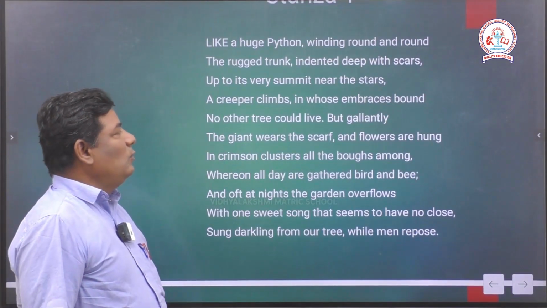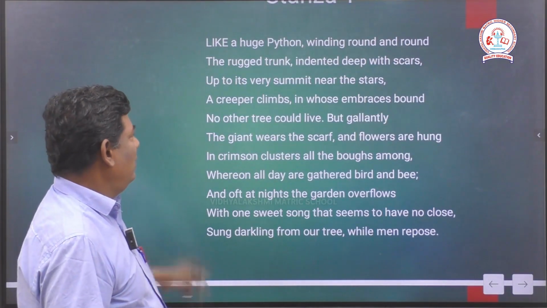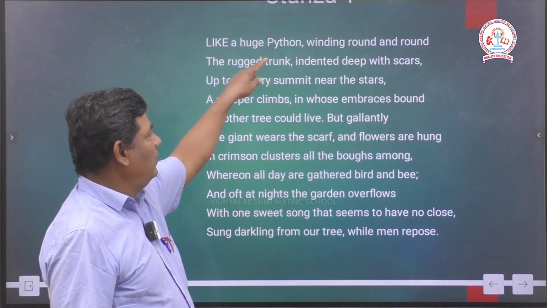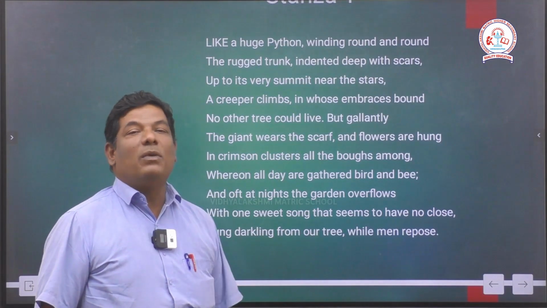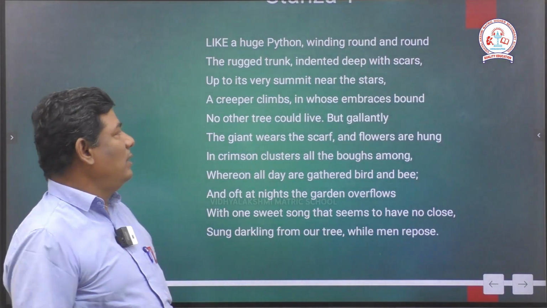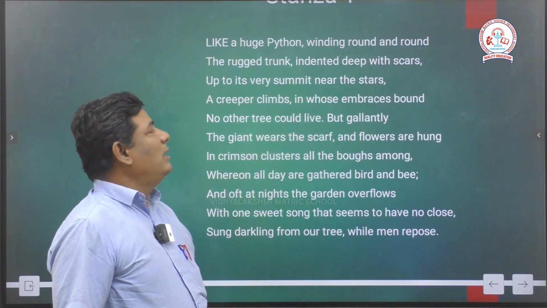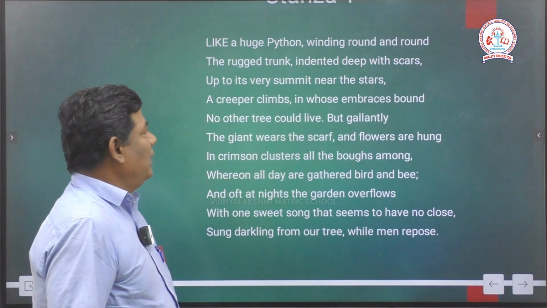Creeper claims in whose embrace bound. So in the 4th line we have the creeper, which is compared to the python. Embrace bound means hugging tightly. Who is hugging whom tightly? The creeper is embracing, or hugging, the tree.